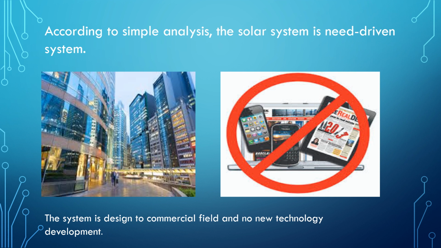So next, after the introduction of the background, we do the concept development. According to a simple analysis, the solar system is a need-driven system. It's easy to know because the system is designed for the commercial field, there's no very new technology development, and it can also eliminate the shortcomings of the normal system.